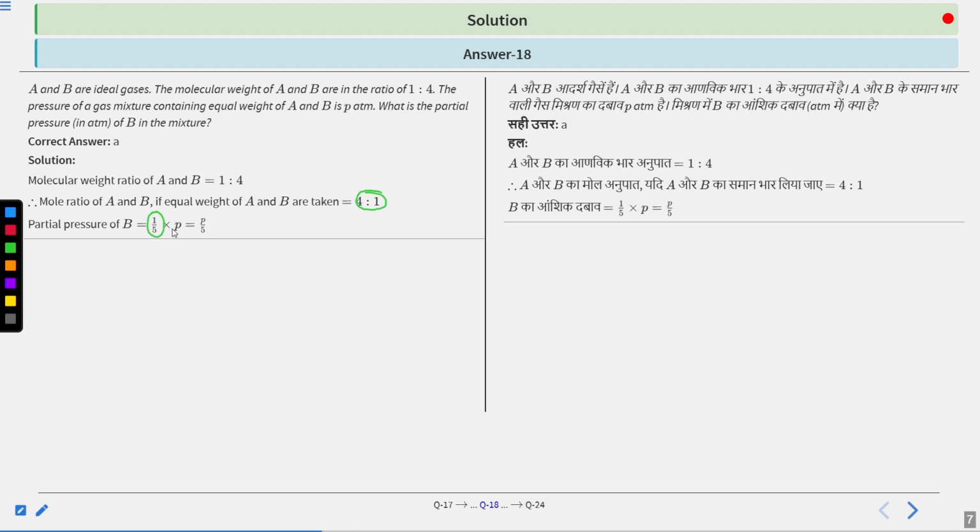Now the partial pressure of B is equal to Xb into P naught B, right? The pressure of the gas containing equal weight of the total pressure is given. So you have to calculate the partial pressure in the vapor phase. Here P total is given, and your mole fraction is here. So Pb equals Yb times P total. We have used this formula and got P/5. So your correct answer is A. Moving on to the next question.